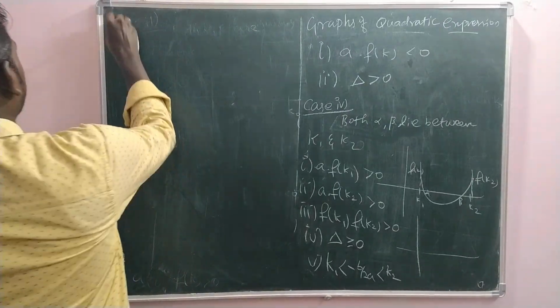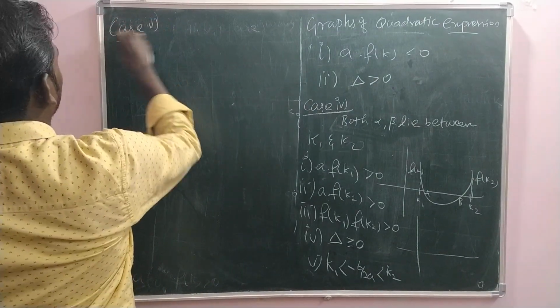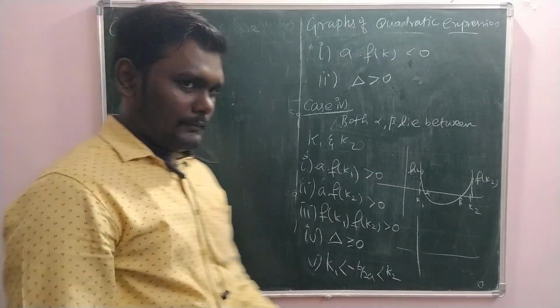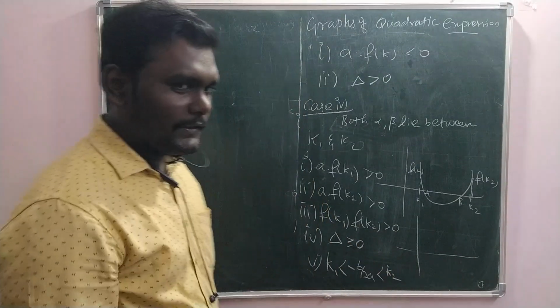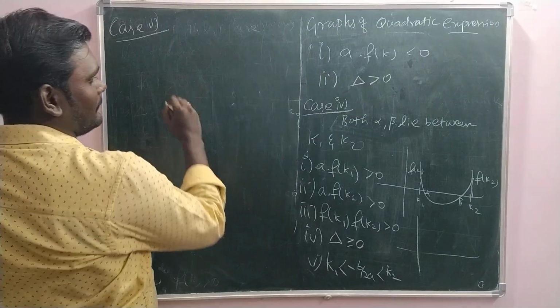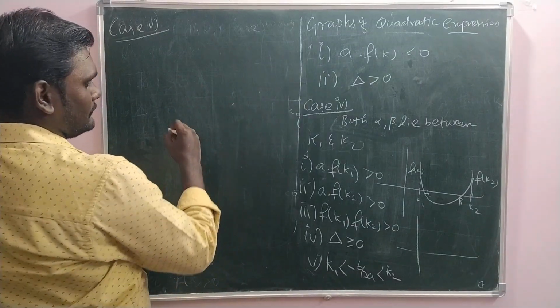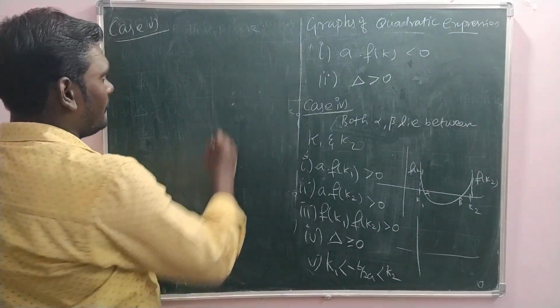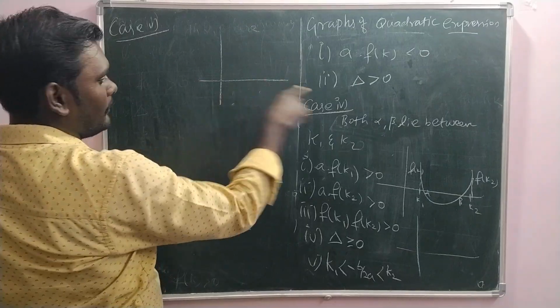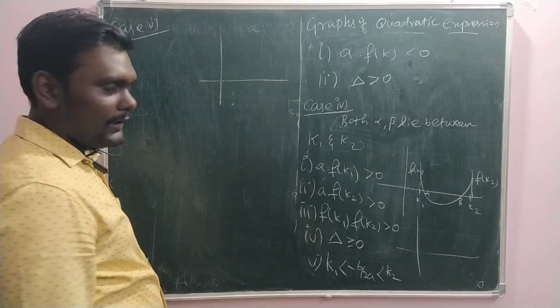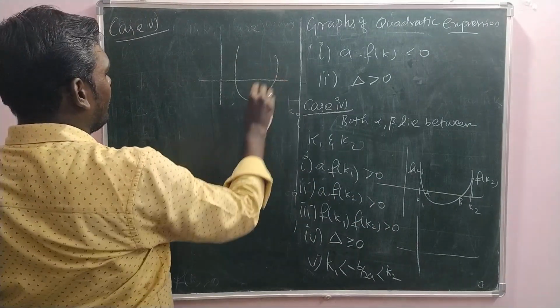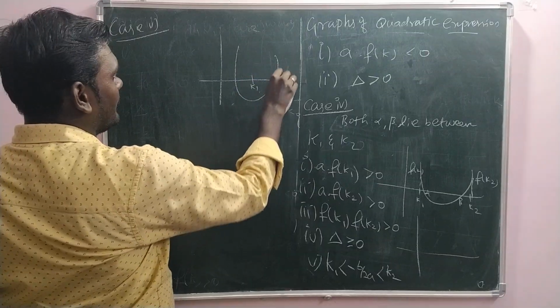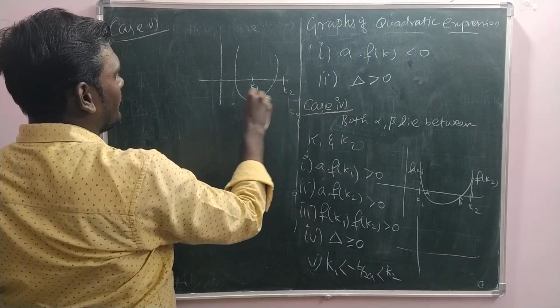Case 4. Case 5. All the possible cases. See, here k1 and k2, and in between, alpha beta is there, right? What if only one is in between? K1 is inside, K2 is outside.